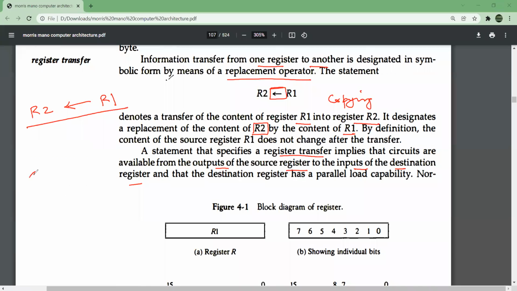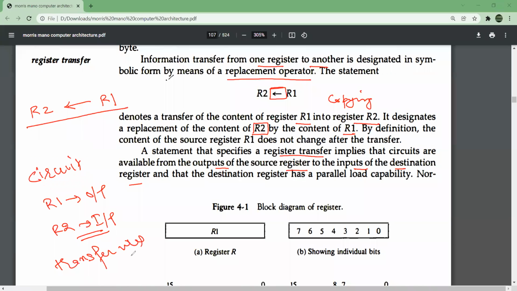So your circuit is ready. From R1 the output will go, and the circuit up to the input of R2 is ready. And after the circuit is ready, the transfer will be done. But we are not concerned too much about the circuit and other things because that will confuse you, and we are simply talking about this particular thing which says that we are going to transfer the contents of R1 into R2.